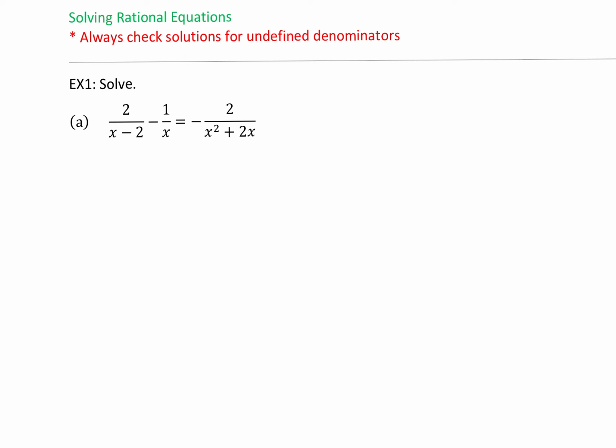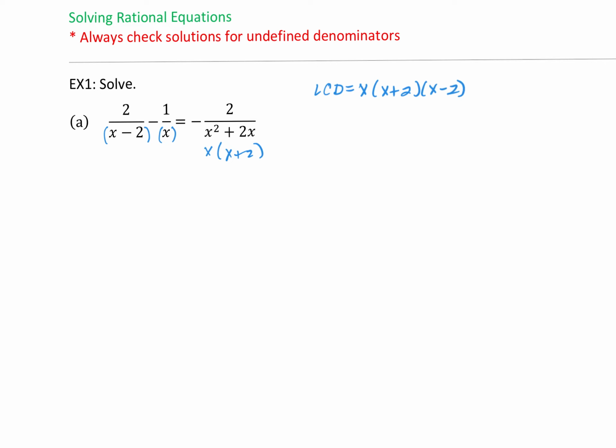First thing I'm going to do is make sure that all my denominators are factored. The negative 2 over x squared plus 2x on the right can factor into x times x plus 2. So when I find my LCD, my least common denominator, I look at all my denominators. I have an x minus 2, and then x times x plus 2. And I figure out what denominator I need that will be common to all three. So that would be x plus 2, x minus 2.